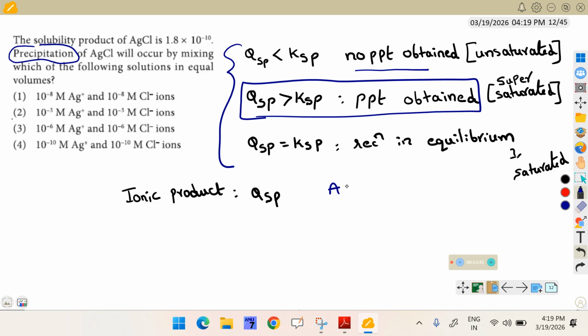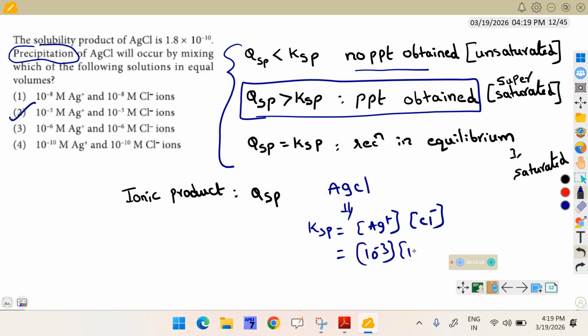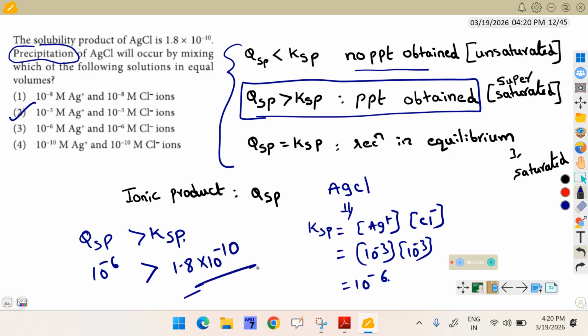Now AgCl is an AB type of salt. KSP is equal to concentration of Ag plus into concentration of Cl minus. Take the second option, 10 power minus 3 into 10 power minus 3, 10 power minus 6. What is the condition? QSP value greater than KSP, then precipitate is obtained. The value of 10 power minus 6 is greater than 1.8 into 10 power minus 10. So precipitate is obtained. Second option is the correct option.